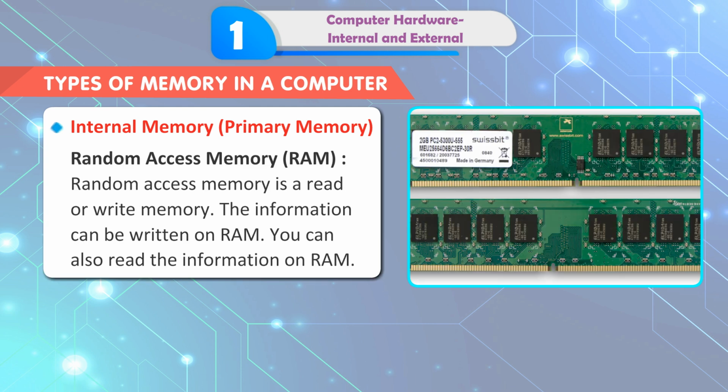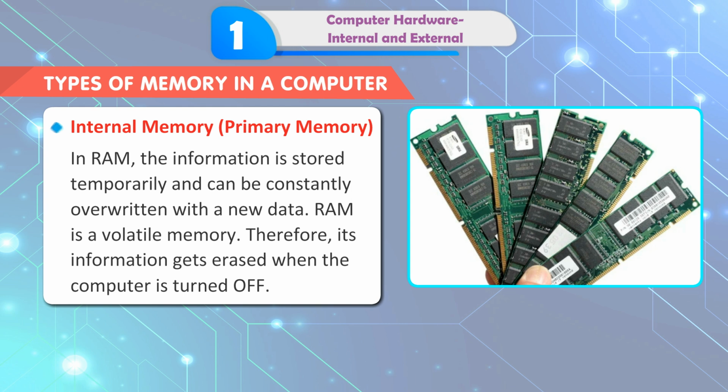Random access memory, RAM. Random access memory is a read or write memory. The information can be written on RAM. You can also read the information on RAM. In RAM, the information is stored temporarily and can be constantly overwritten with new data. RAM is a volatile memory. Therefore, its information gets erased when the computer is turned off.